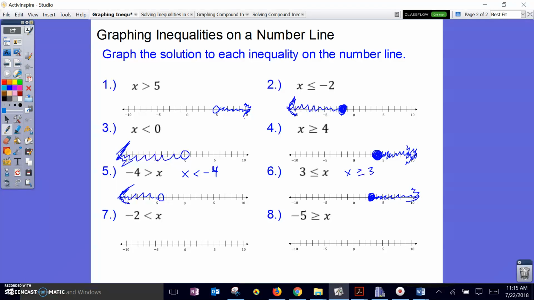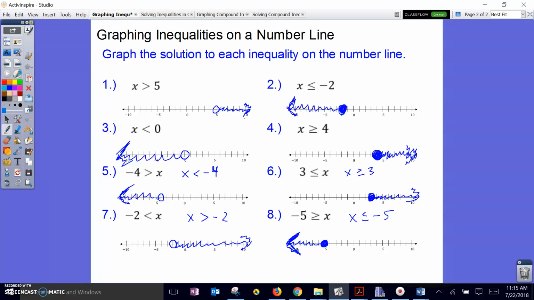Number 7, -2 is less than x, same thing as x is greater than -2. Open circle at -2. And we want the numbers that are bigger, so we're going to shade over to the right. And the last one, -5 is greater than or equal to x. That's the same as x is less than or equal to -5. Solid circle at -5. And then we want the numbers that are smaller than that, so the numbers to the left. And we'll shade that way.